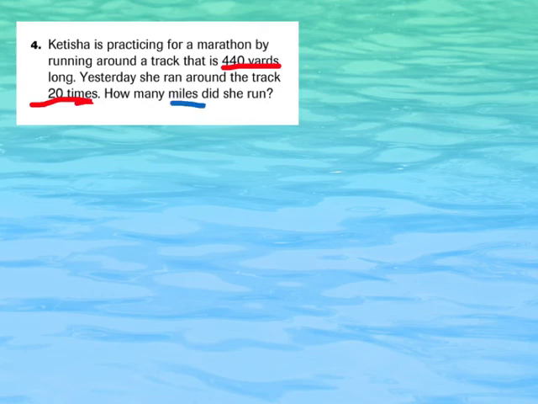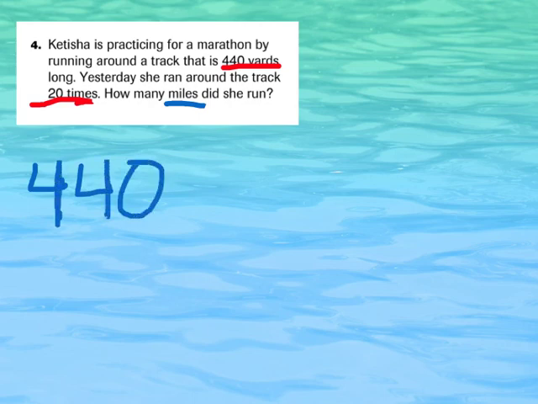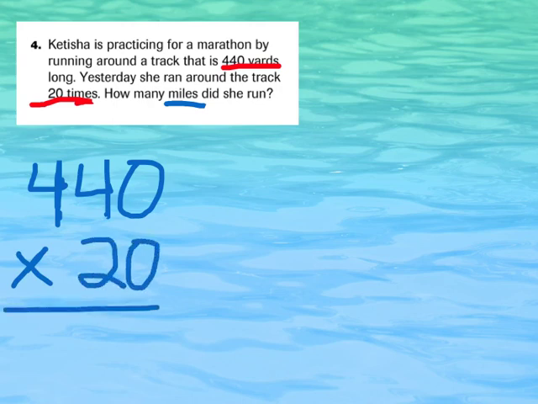So instead of doing what I would intuitively want to do, which is just 440 times 20, and put that as my answer, that is going to be how many yards she ran. And they don't ask me how many yards she ran, they ask me how many miles did she run. So after I find that answer, I'm going to need to convert it to miles to answer the question, how many miles did she run? So don't forget to use your measurements and convert that one.